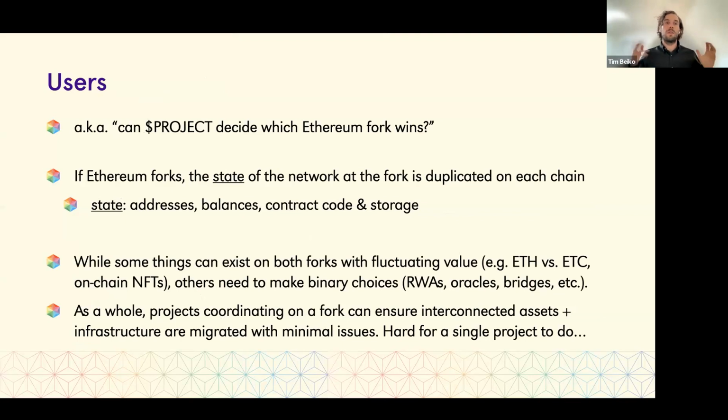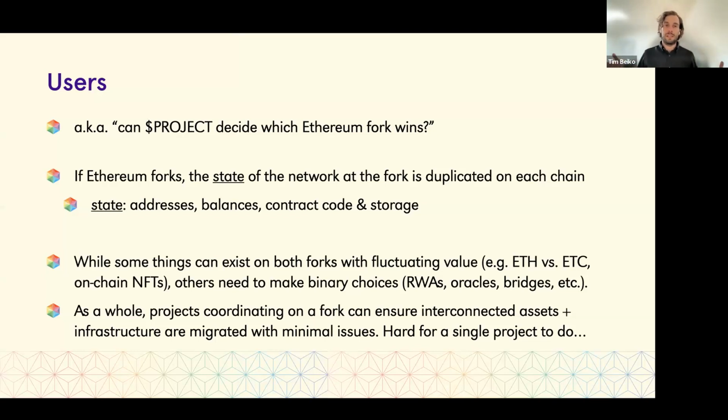And just to ground this, what happens is if the Ethereum network forks, so part of the network runs an upgrade or has a bug and the other part doesn't, and they disagree with each other, then at that point in time, all of the addresses, all of the balances, all of the contracts, and the data stored in them gets duplicated on both sides. And the set of addresses, balances, contracts is what we call the state of Ethereum.